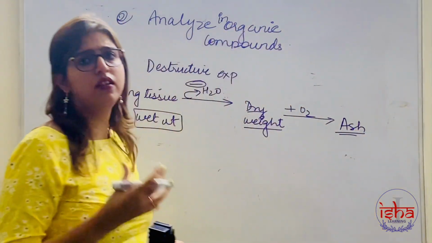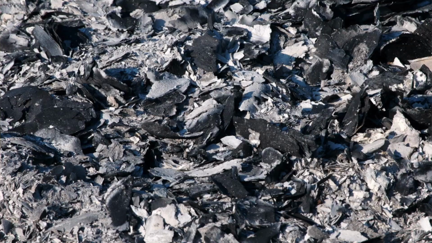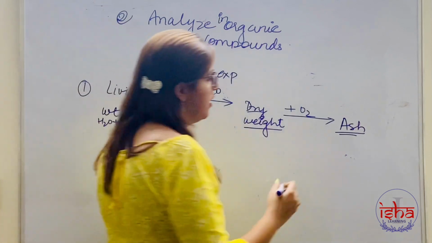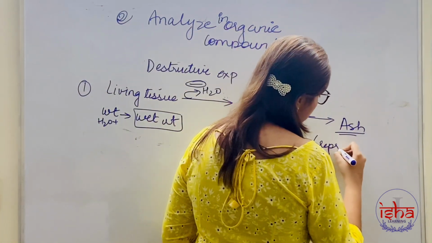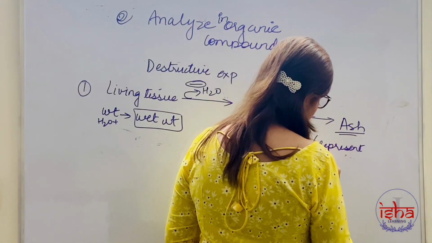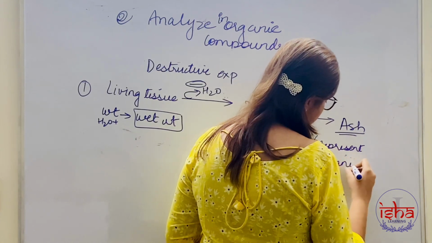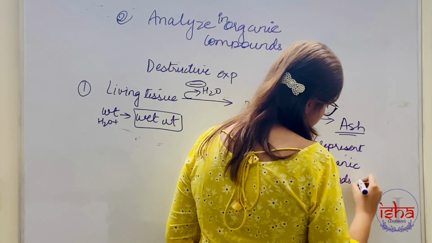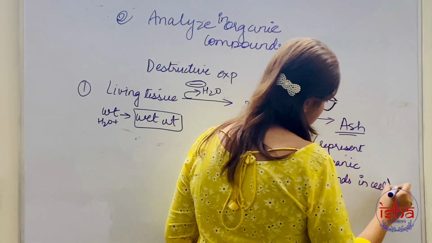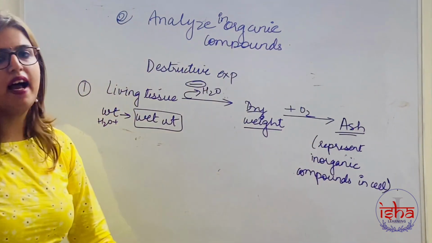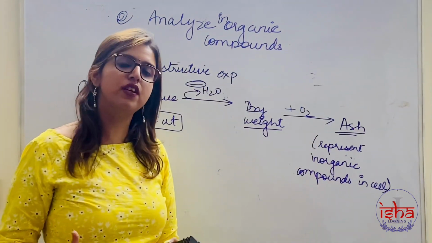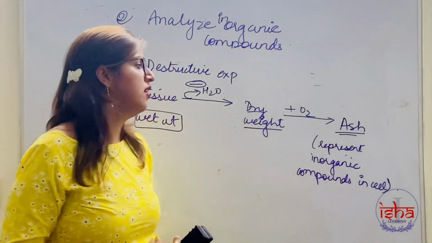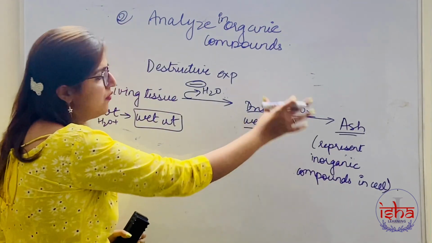Whenever you burn wood or coal, what is left behind is ash. That whitish powder that we see, that is ash. Ash represents what? The inorganic compounds present. It represents the inorganic compounds in the cell. Now an analysis of this ash will tell me about the elements present in the cell.